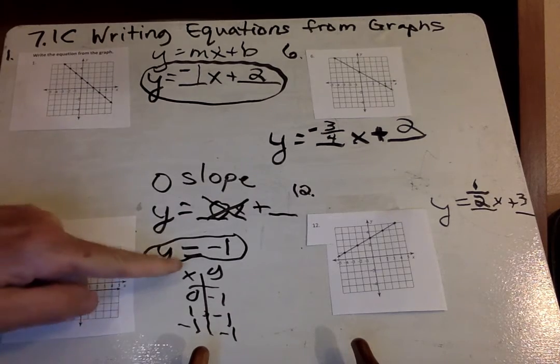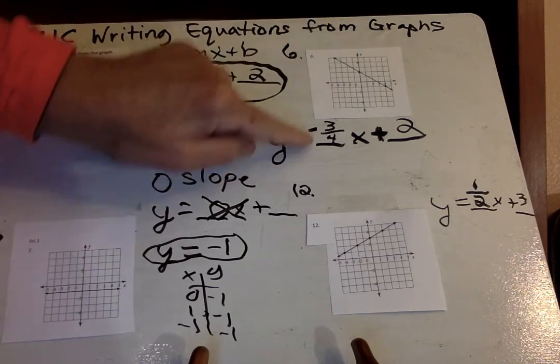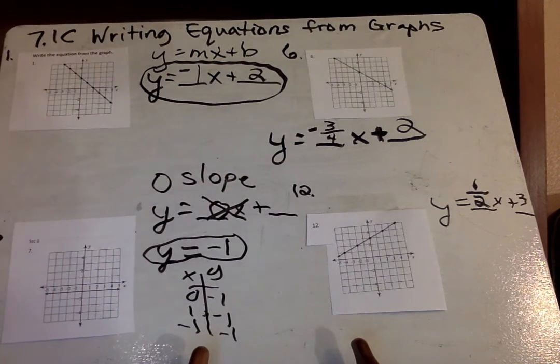0 slope, that makes sense. This goes down and to the right. It's got to be a negative number because it's a negative slope. This one also goes down and to the right. Negative number, negative slope. So that makes total sense.